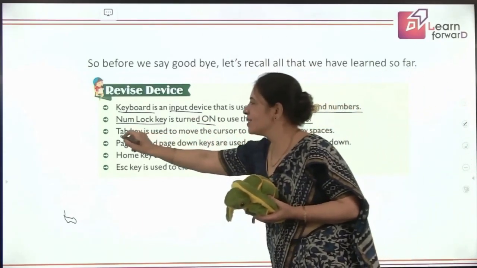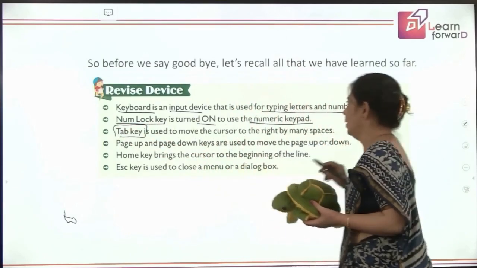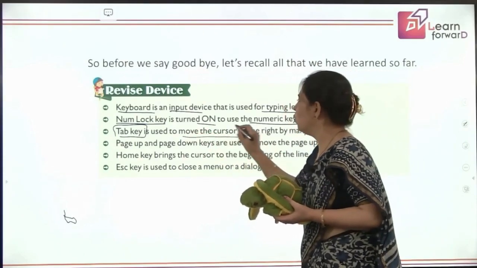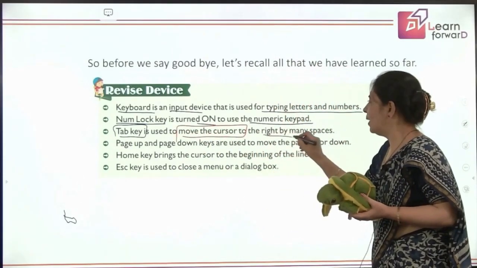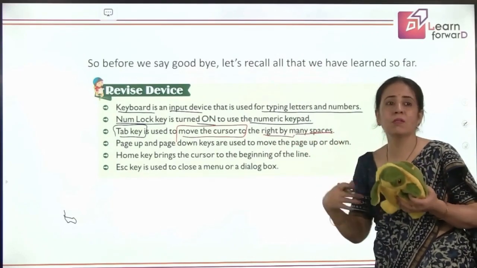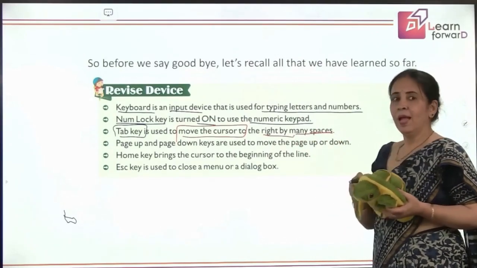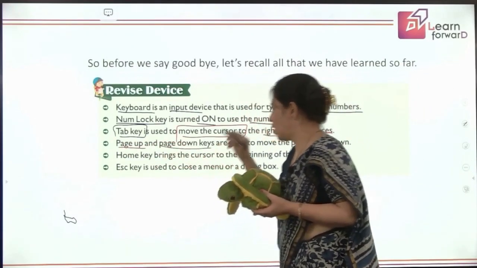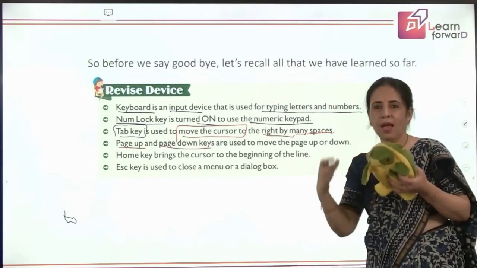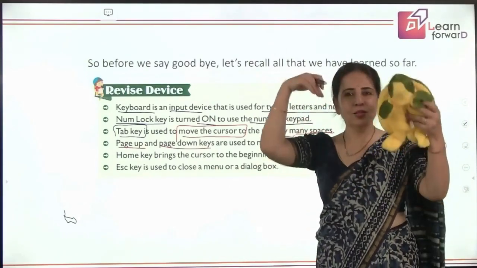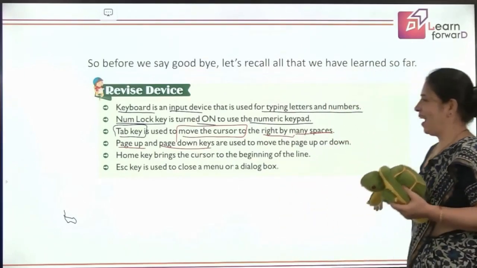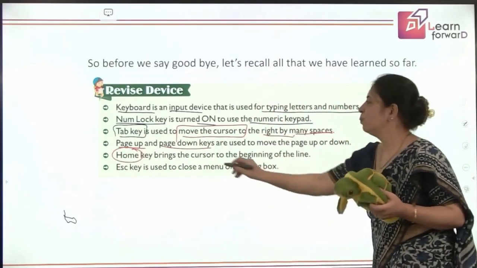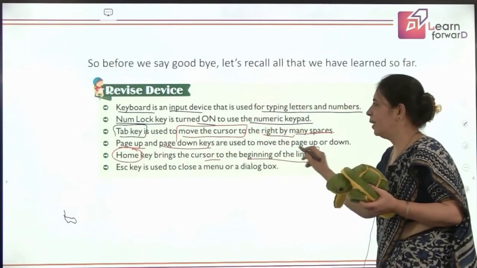And there exists a tab key. What's the role of the tab key? Tab key helps us to move the cursor to the right by many spaces all together. Another special key we are going to revise is the page up and page down keys. Both these keys help us to scroll up quickly and scroll down quickly. And there is another key, we say home key, which brings the cursor to the beginning of the line.